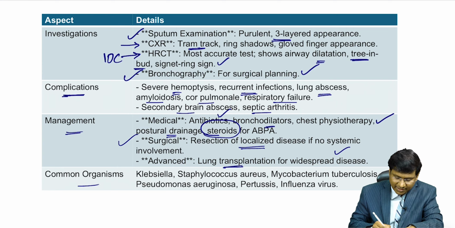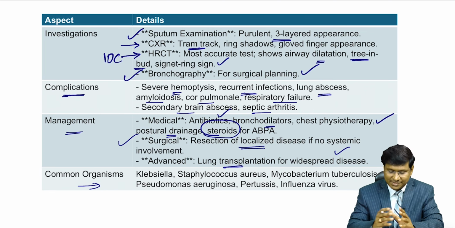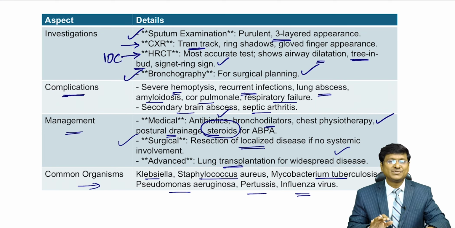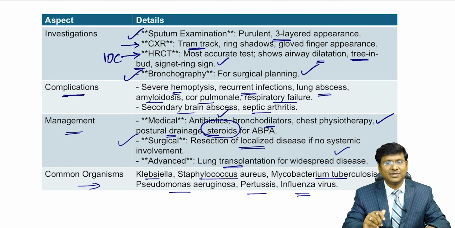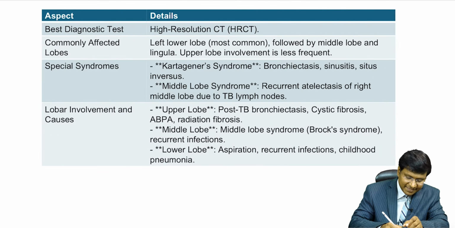And what are the common organisms? We have discussed that infections are the most common cause of bronchiectasis. So the common organisms that cause bronchiectasis include Klebsiella, Staphylococcus aureus, Mycobacterium tuberculosis, Pseudomonas aeruginosa, pertussis, as well as the influenza virus. So these are the common organisms that cause bronchiectasis. So to summarize the things, what is the best initial test?